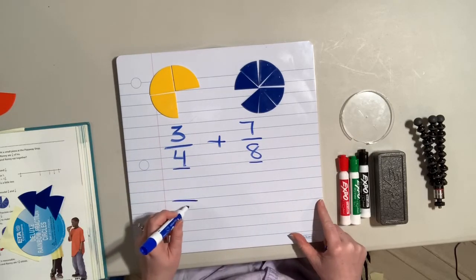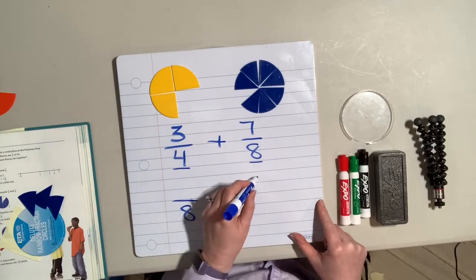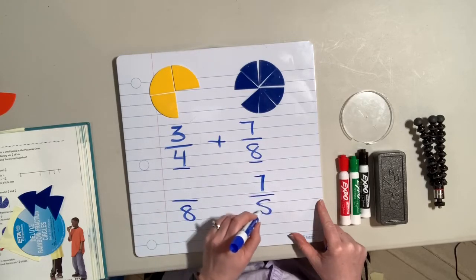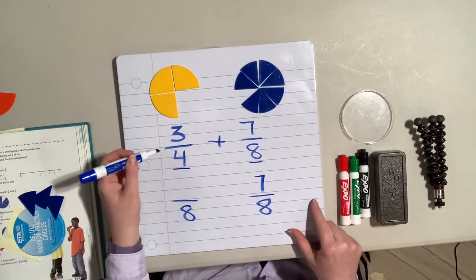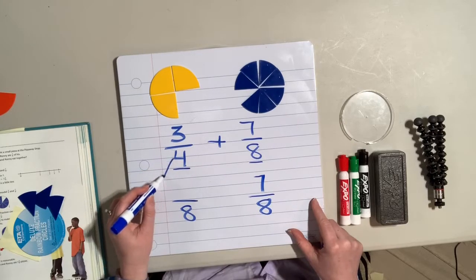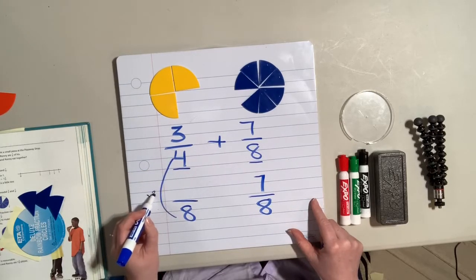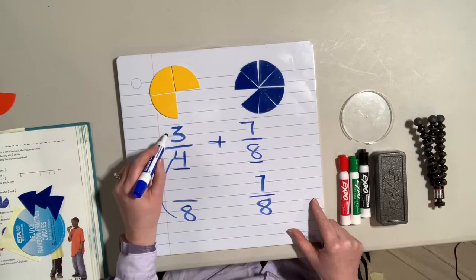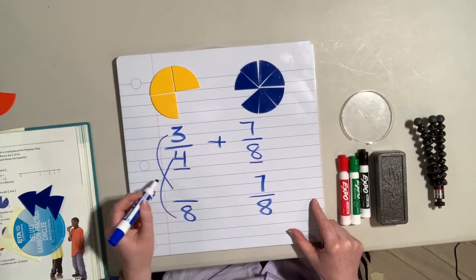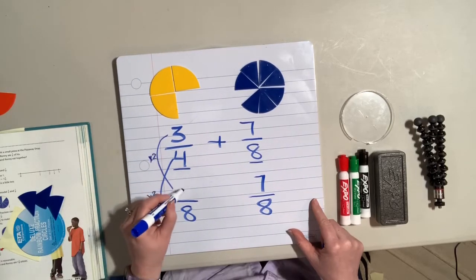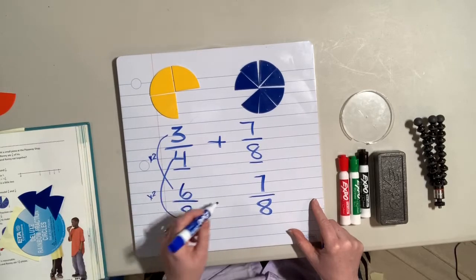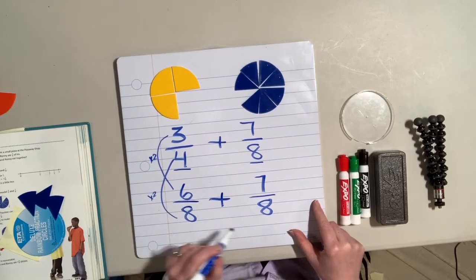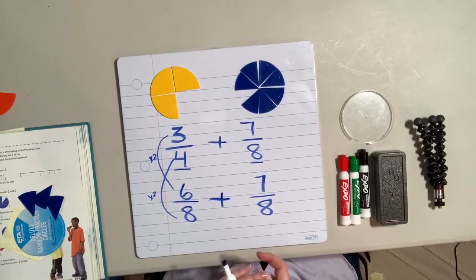So when we do that, this one we don't have to do anything to because it's already an 8th. This one, we multiplied the 4 times 2 to get 8, so we need to do the same thing to the numerator. 3 times 2 is 6. So now that they are both in 8ths, we can add them together.